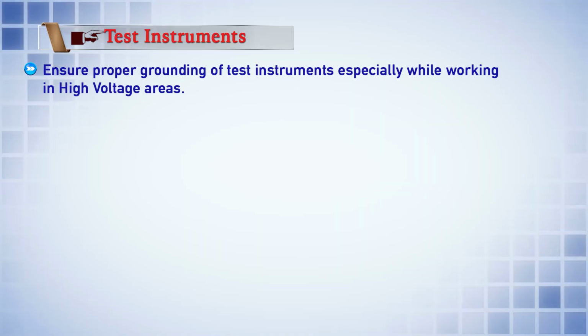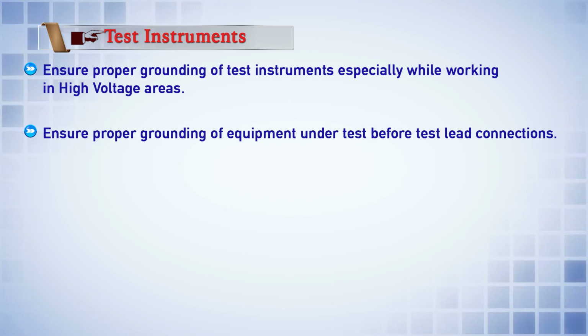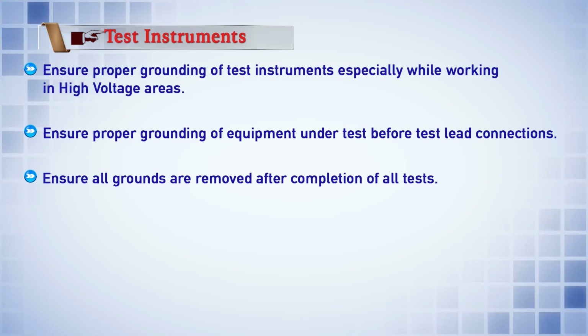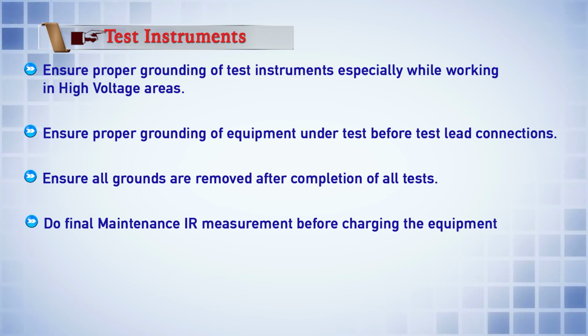Now we are going to discuss the test instrument. The following safety precautions should be adopted while using test instruments. First is to ensure proper grounding of the test instrument, especially while working in a high voltage area. Second point is to ensure proper grounding of the equipment under test before test lead connections. Third point is to ensure all grounds are removed after completion of all tests. Next point is to do a final maintenance IR measurement before charging the equipment.